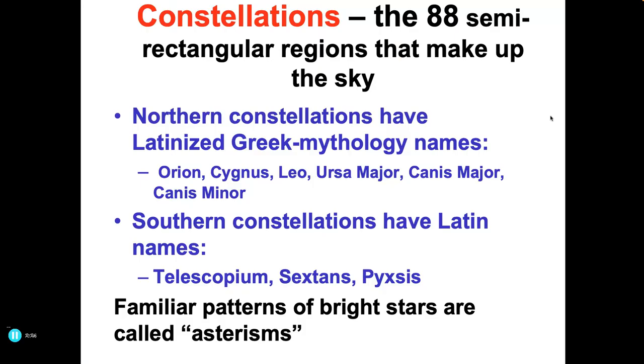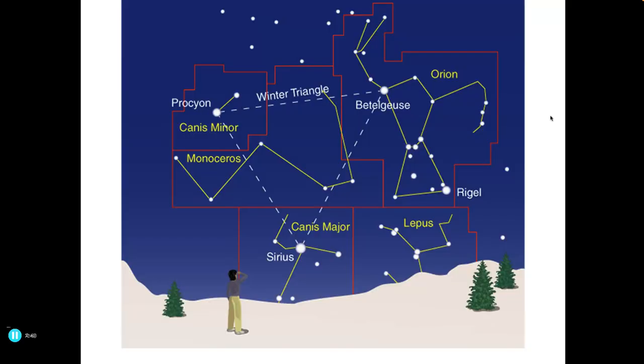And so you might think, like most people do, that a constellation is just a group of stars. It's like a stick figure in the sky made of stars. And that's not it, actually. A constellation is not just a group of stars. A constellation is a whole region in the sky. And let me show you what I mean by that.